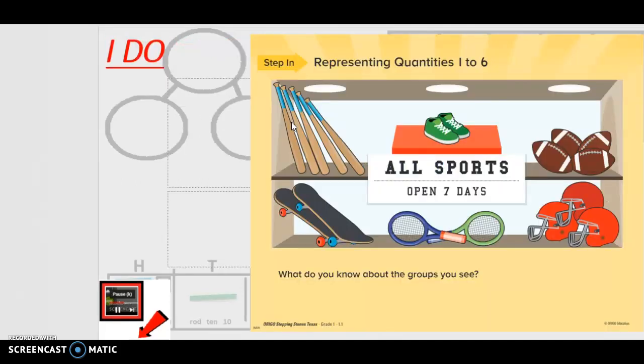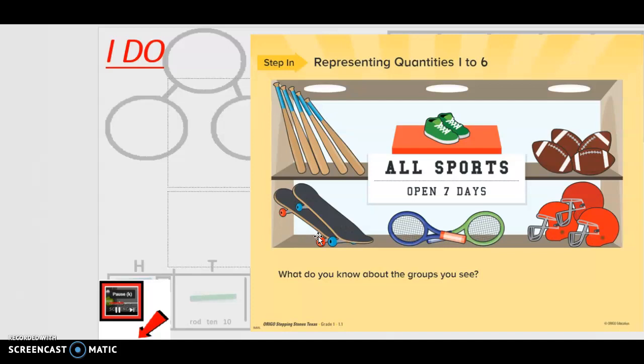Alright class, so today I'm going to go ahead and show you how I want you to represent quantities. So in this picture right here, I've got bats, I have green shoes, I have some footballs, some helmets, some tennis rackets, and then I have skateboards over here in the bottom corner. Now if I look at these pictures, I can think to myself, wow, I can already group those and assign a number to them. I can represent the quantity right there. There's a picture, but I want to put a numeral to it. So how might I do that?